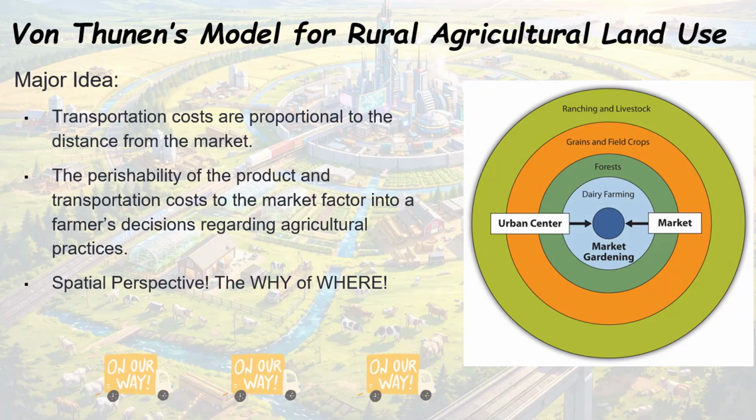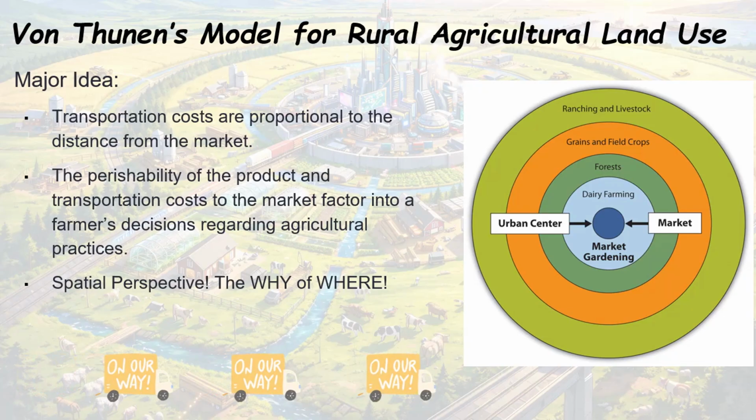Third ring, grains and field crops. These are less perishable and lighter per unit value compared to wood. Wheat doesn't panic after a long trip, so farmers can move farther out where land is cheaper. Outermost ring, ranching and livestock. Animals can literally walk to market. Transportation costs are way lower because the cows are basically self-driving. That means ranchers can afford to operate farthest from the center where land is cheapest.